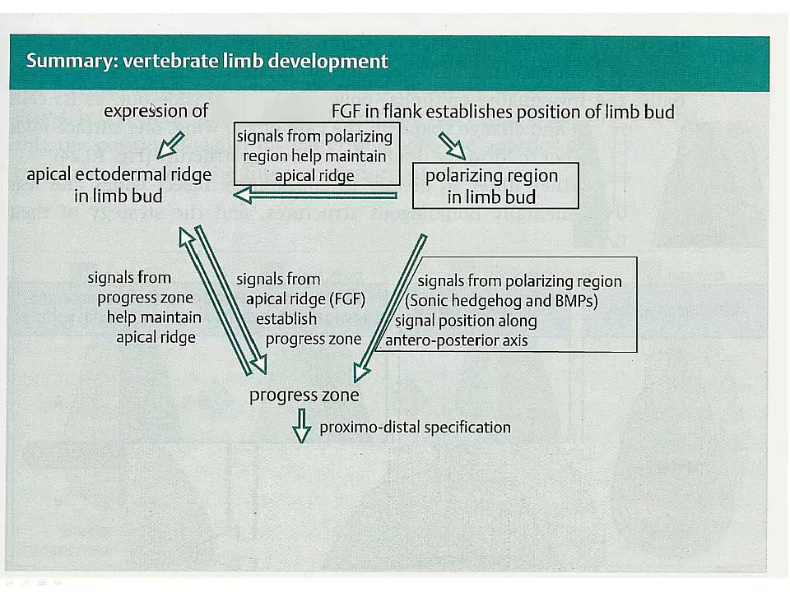So here we add to our flow chart. We have the AER and the progress zone. Now we've got our ZPA. And from the ZPA, certainly, we are going to form sonic hedgehog and BMP signaling that is going to potentially have an impact on the progress zone for digit identity and digit number. And certainly our anterior-posterior axis is going to be determined through that as well.